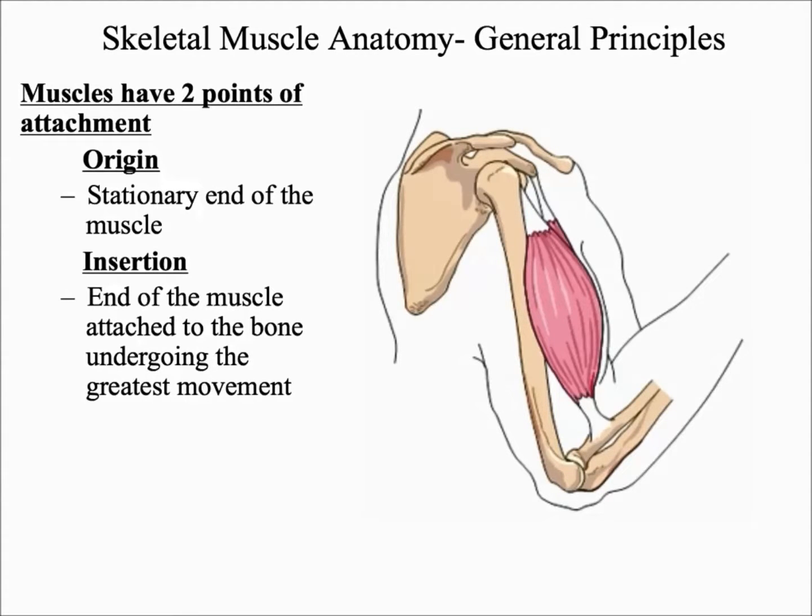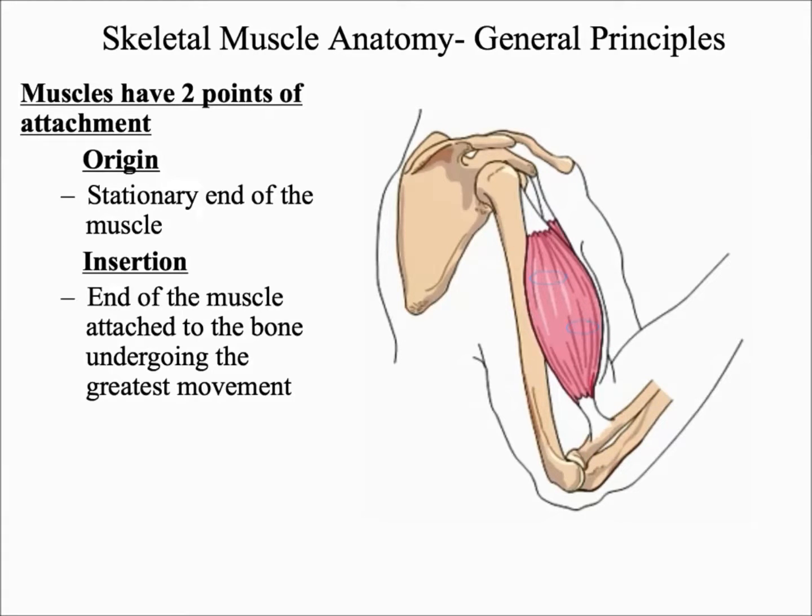In this illustration of the bicep muscle, this area up here, or the point of attachment, is called the origin, and this area down here at the point of attachment is the insertion. The reason this is the origin is because the humerus and the scapula are stationary. And the reason why this is the insertion is because the radius is the bone that moves during flexion of the bicep muscle.